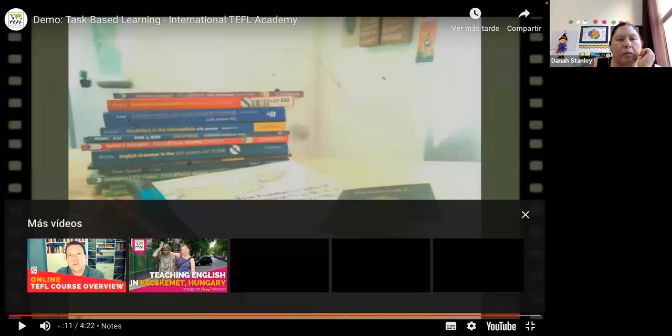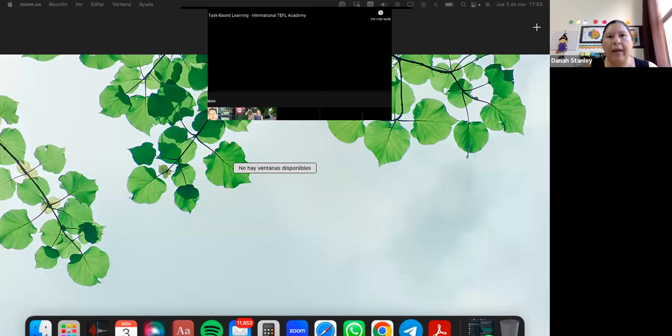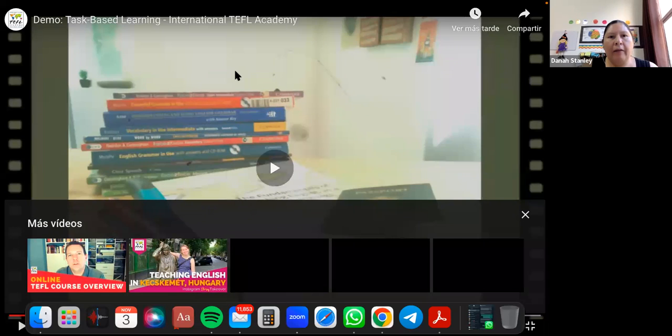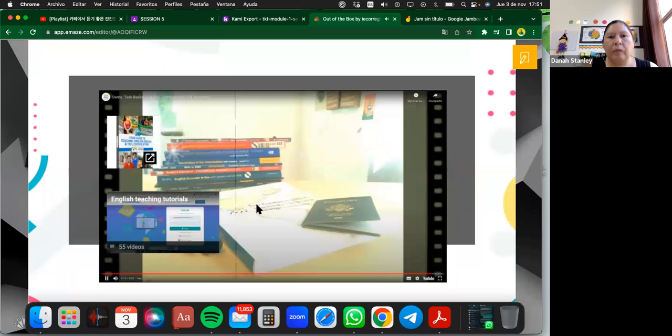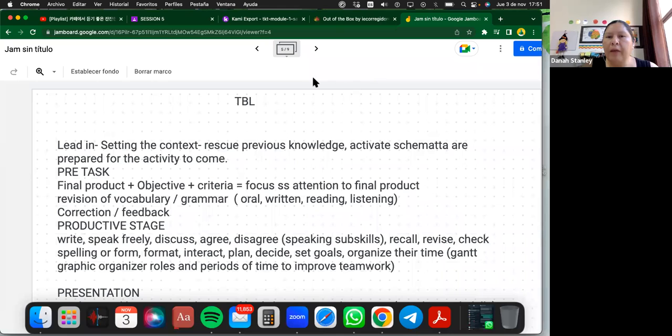Okay, so I really like this one because this is very dynamic, and the students can do many things. There are many ways to execute task-based learning, and it also enhances creativity. That is also another important sub-skill. All right.